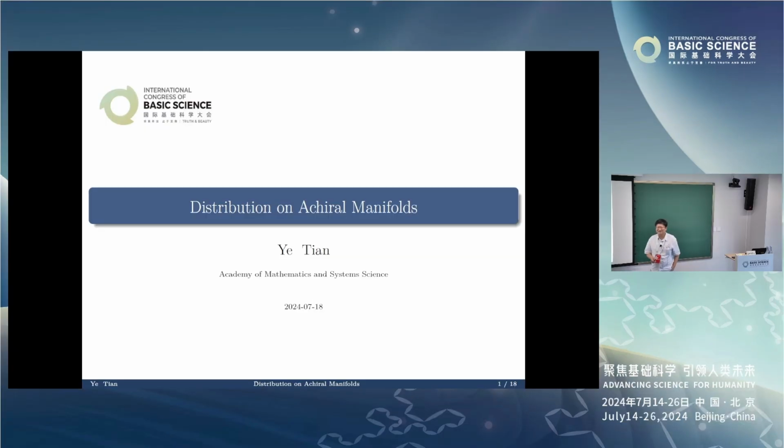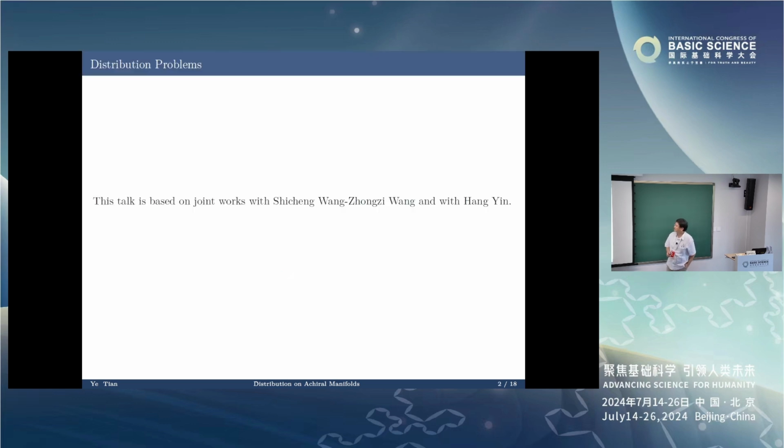So the goal of the talk is to propose a distribution problem in topology, which is motivated by some similar problems in number theory, and is based on my joint work with Wang Shicheng, Wang Zhongzi, and with Hang Yin.